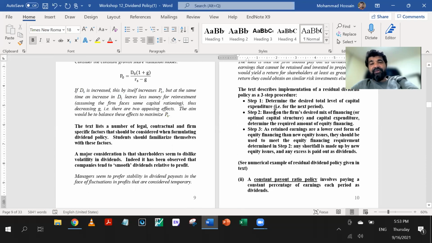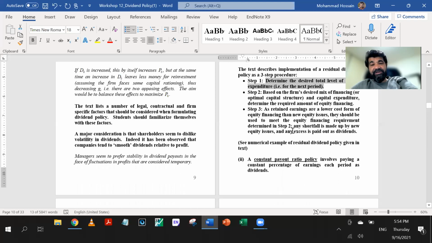So how do they do this? Very simple. Determine how much money they're going to invest, determine the desired level of capital expenditure, capital investment. Based on the firm's desired mix of financing and capital expenditure, determine the required amount of equity financing. Then they will see how much retained earnings is needed. And they will decide how much they have, and they will make a decision.